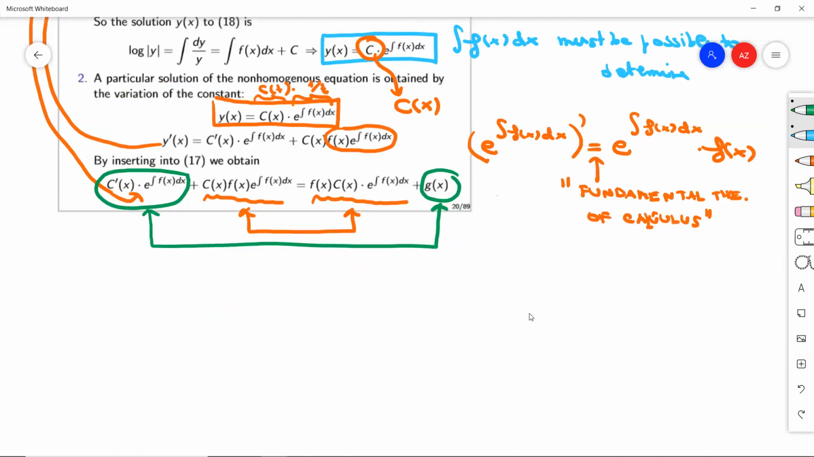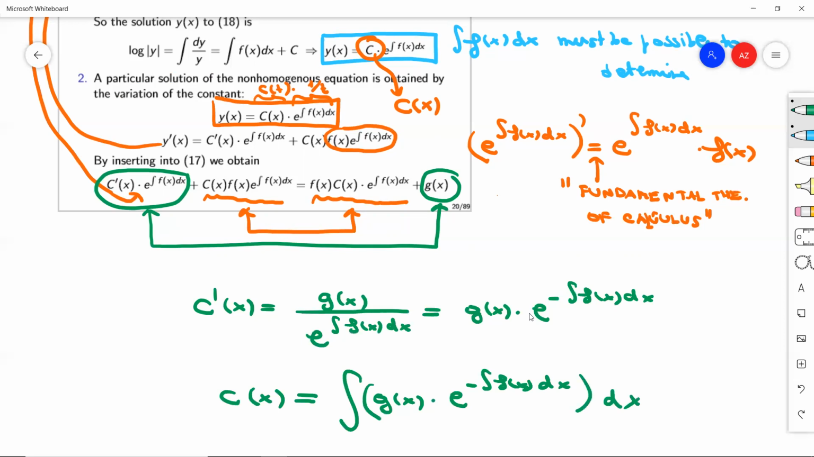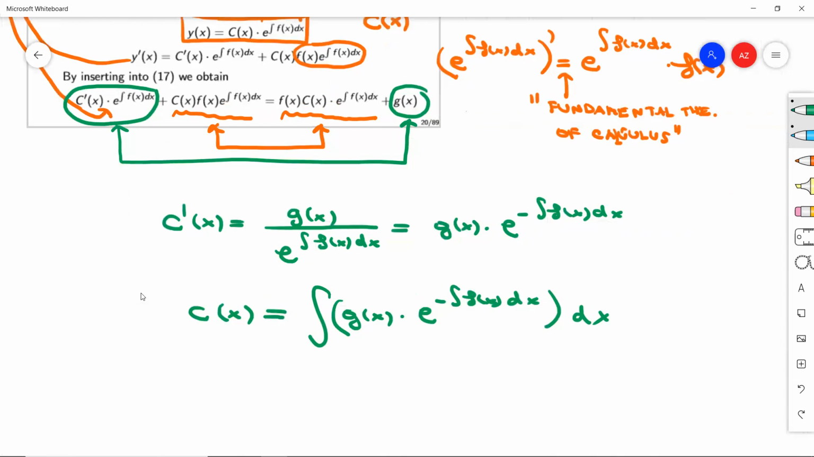So here, what we will get is that c prime of x is g of x over e to the power of integral of f of x dx. So this can be written as g of x times e to the power of minus integral of f of x dx. So our c of x is then the integral of this. So the integral of g of x times e to the power of minus integral of f of x dx. So this is then c.